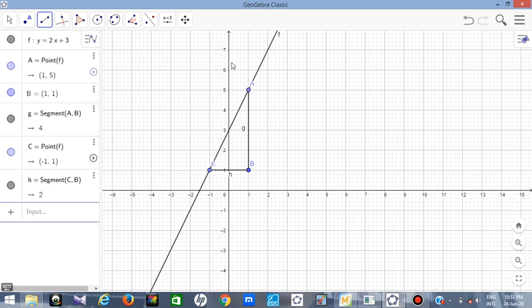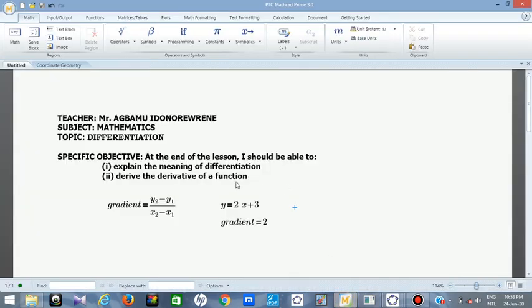Since you have a good knowledge of coordinate geometry, differentiation is not going to be a difficult topic for you. You will easily understand it, and it's easy. Okay, take note of that.